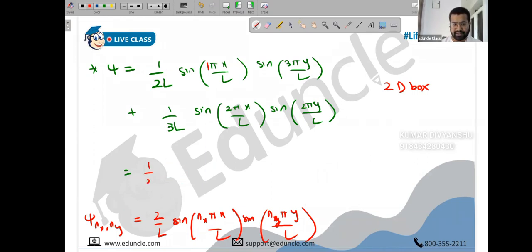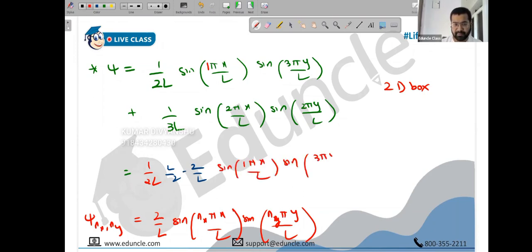If it becomes too much, then listen, simple. Keep 1 upon 2L as it is. What do you want? You want 2/L. So multiply by L/2 and get 2/L. I hope this is fine. And then what do we have? We have sin(1·πx/L) and sin(3·πy/L). Plus, once again, I got 1 upon 3L, but again I want 2/L, so multiply by L/2 and multiply by 2/L. Okay, what do we have? sin(2πx/L), sin(2πy/L).